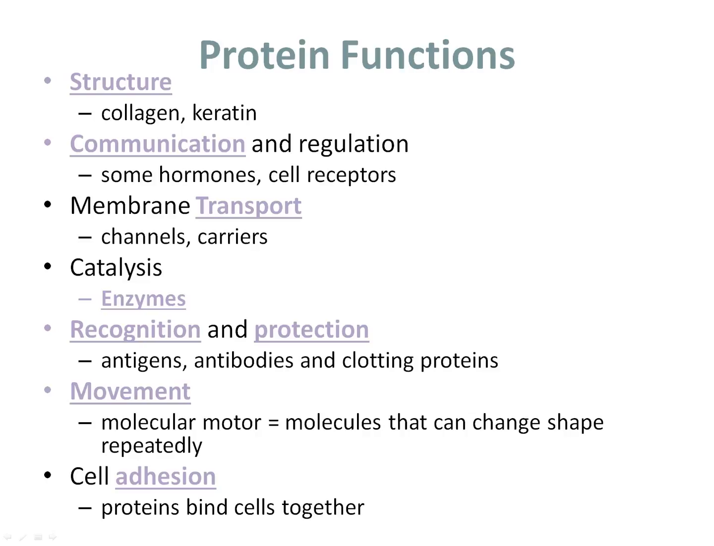Proteins also deal with recognition and protection. So proteins are antigens, antibodies, and clotting proteins. They help our blood clot so that we don't just keep bleeding and bleeding when we cut ourselves. And our antibodies and antigens both are involved in identifying self and identifying things that are invaders and getting rid of those invaders.